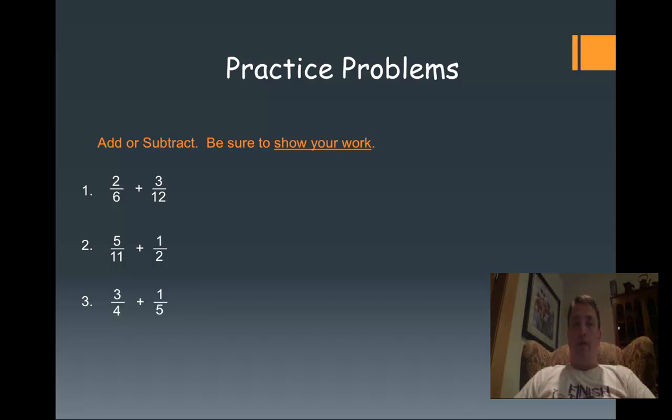Your turn. I need you to add or subtract the problems you see there. Do what I talked about. Check to see if you can make one denominator into another. And be sure to show your work. I need to know how you're getting these answers when you do them in your math notebook. If you have any questions, be sure to ask tomorrow.